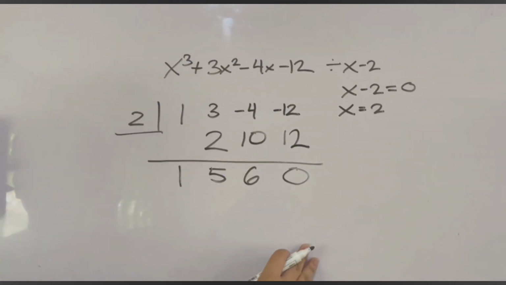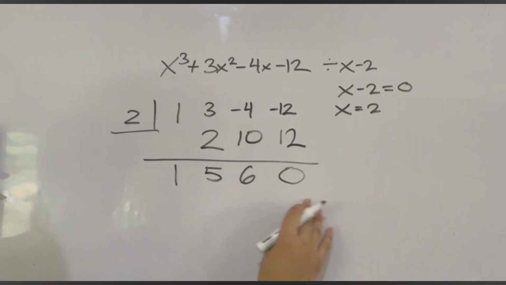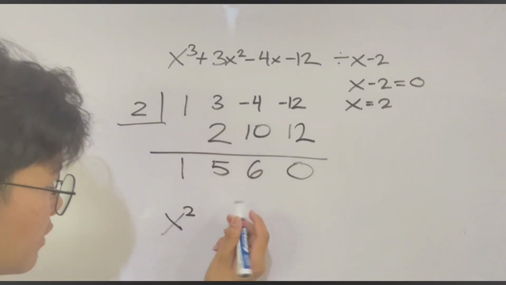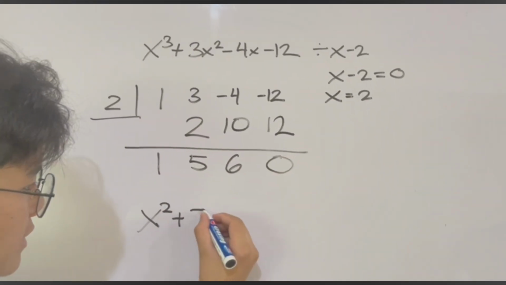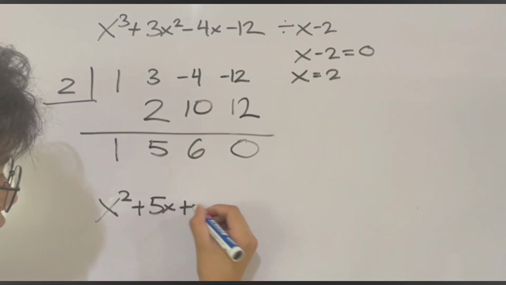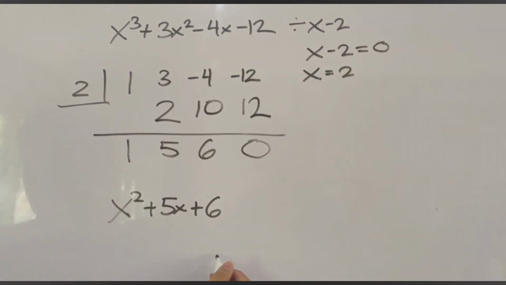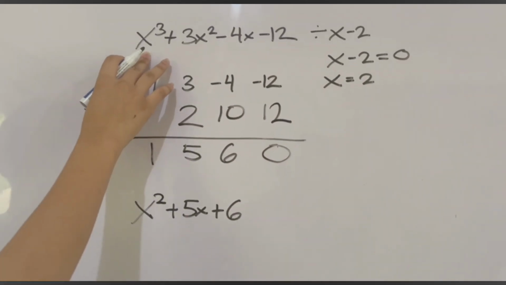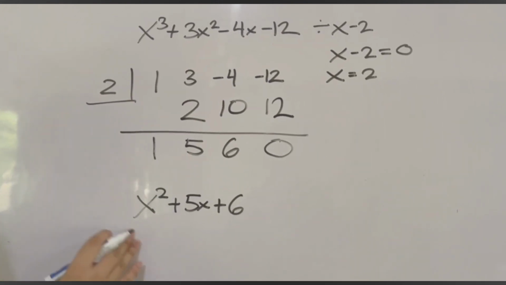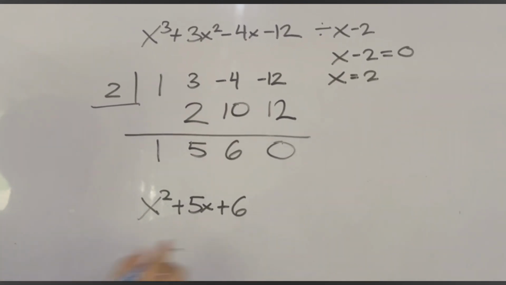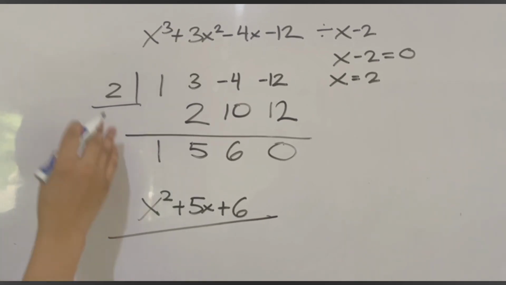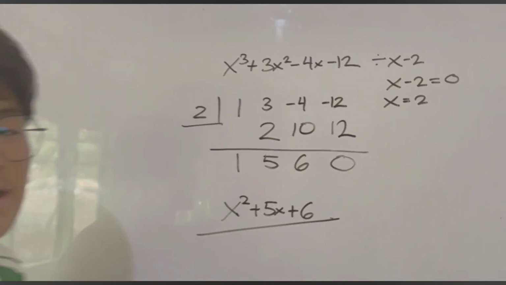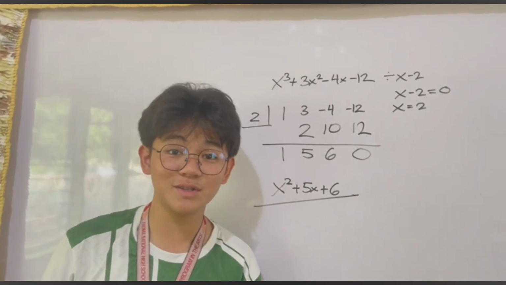Then we need to write the quotient. So 1 is the coefficient of x, giving x squared plus 5x plus 6. Since the first term of the dividend is x cubed, our quotient starts with x squared. So this becomes the answer to our example here: x squared plus 5x plus 6. So that's how you solve polynomials using synthetic division.